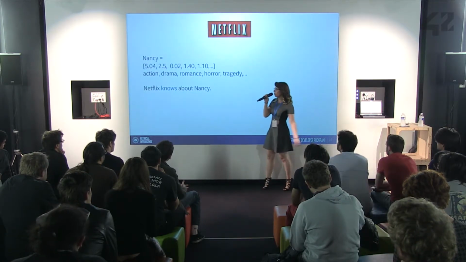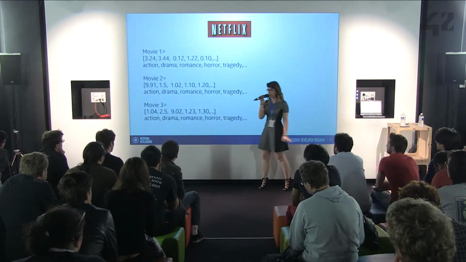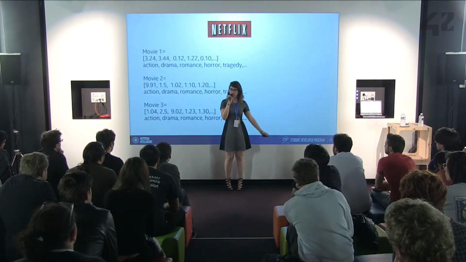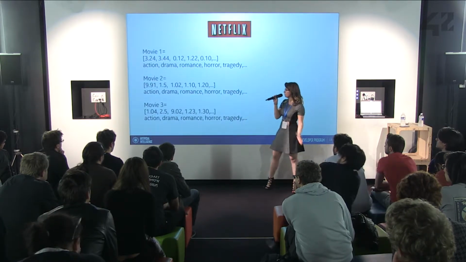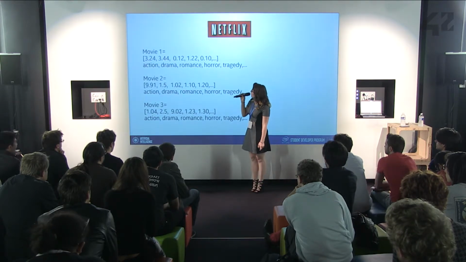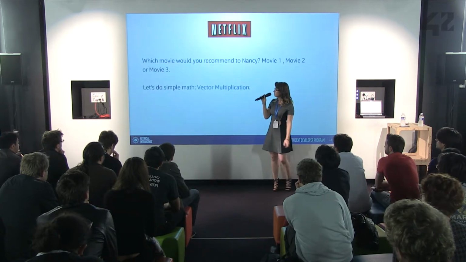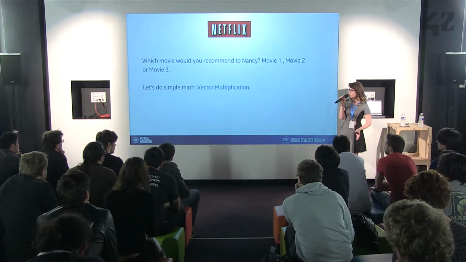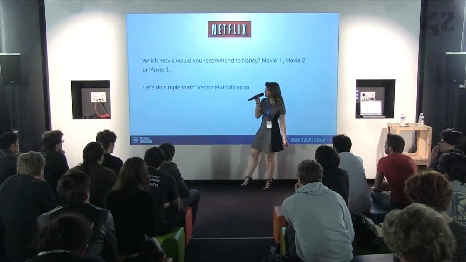So when Netflix wants to recommend something, it's going to check the vector of that particular movie. So let's say that movie 1 has those values in its vector to know which kind of movie that is, if it's drama, if it's action, and so on. And you will have, in this example, 3 movies. So which movie would you recommend to Nancy if you already know what she likes? So to do this, it's simple vector multiplication.